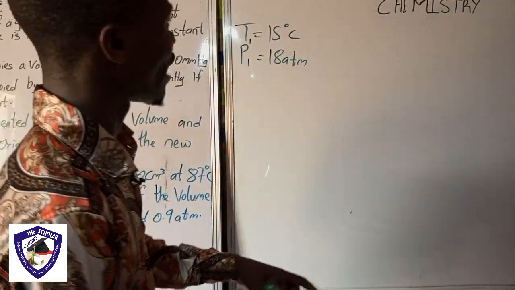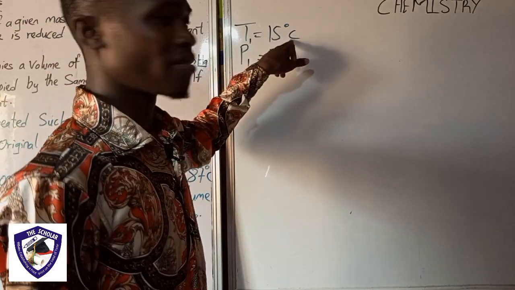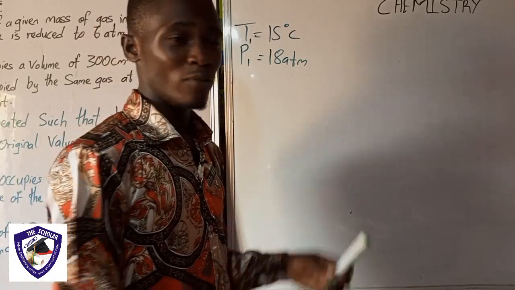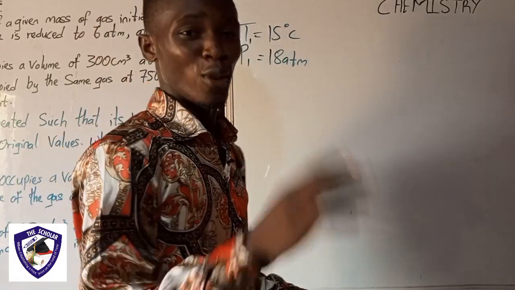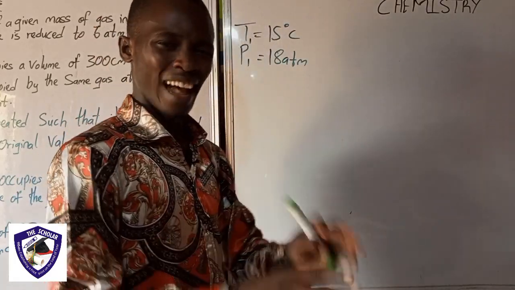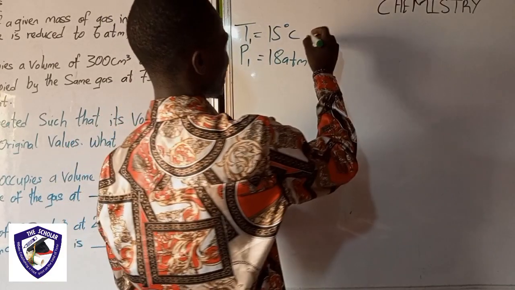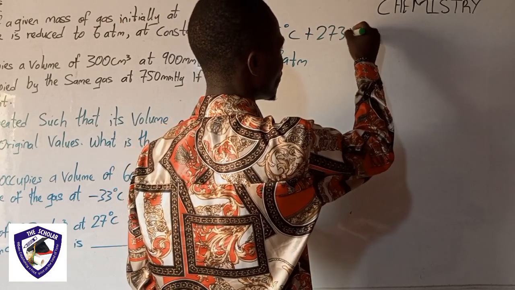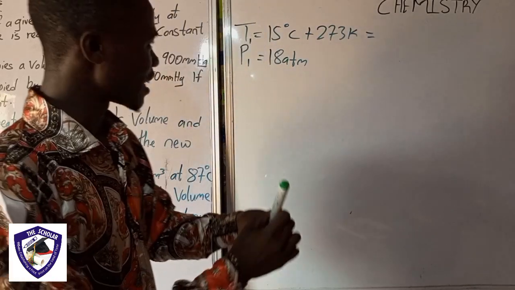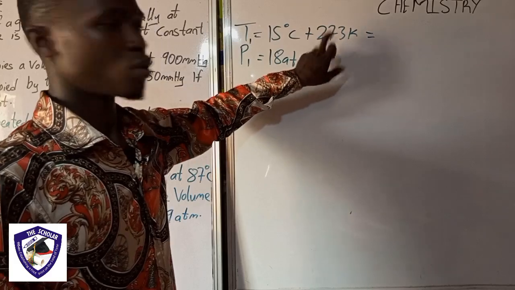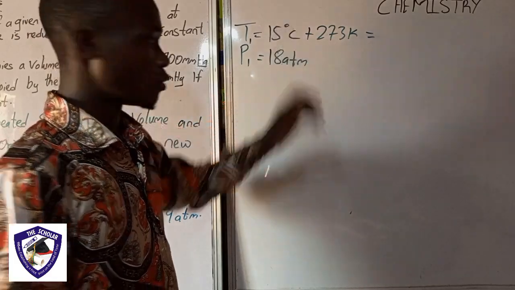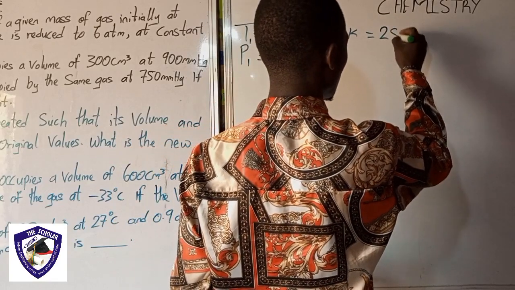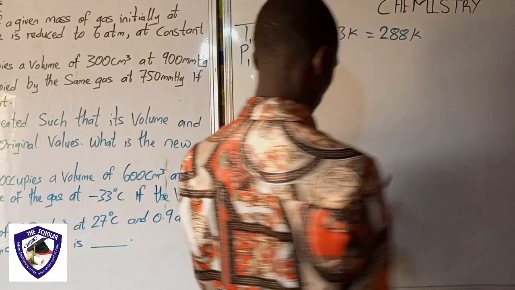Now we have to convert this temperature from degrees Celsius to Kelvin, because that is the standard unit for temperature, by adding 273 Kelvin. To convert from degrees Celsius to Kelvin, you have to add 273. Are you with me? So 15 degrees Celsius plus 273 Kelvin is equal to 288 Kelvin.